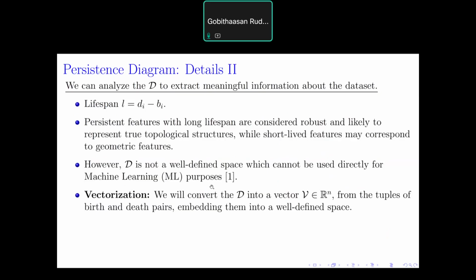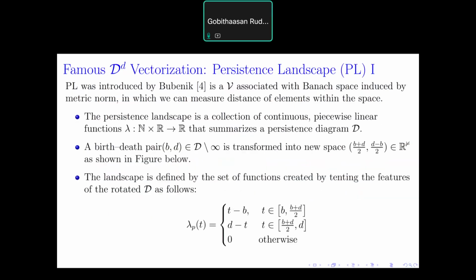The process of converting persistence diagrams into a vector is called vectorization. So we will convert the D, which represents the persistence diagram, into a vector. This vector can be in any dimensional space, from the two-tuples of birth and death pairs, embedding them into a well-defined space. This process is called vectorization. One example of vectorization is the persistence landscape.